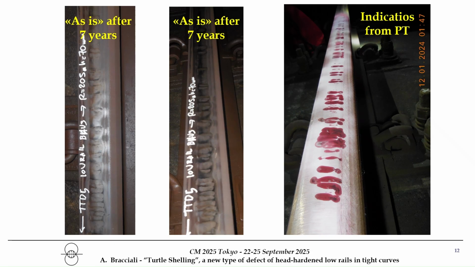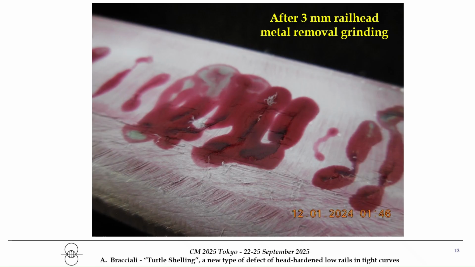On the leftmost and the central pictures you see two appearances at the naked eye of this low rail. On the right photograph, you see the results of a dye penetrant test, which was the only thing I could do at that moment. So I asked the guys in Kuala Lumpur to do quite aggressive grinding, removing 3 millimeters from the top of the rail. After that, we got exactly the same. That proved empirically that all the cracks were vertical, with no branching, nothing coming up, no spalling, nothing. The direction of the cracks is horizontal, transversal.